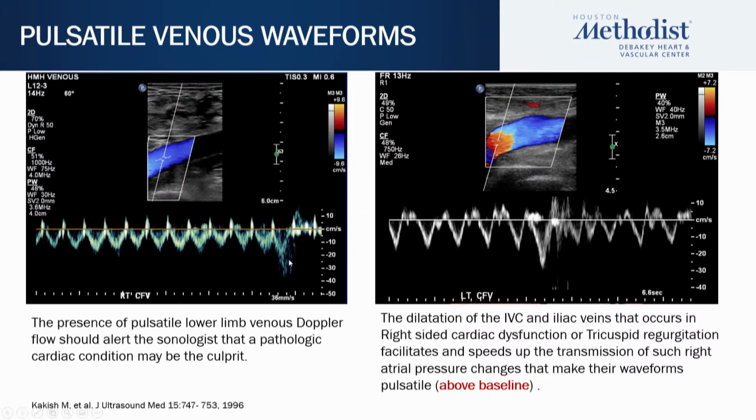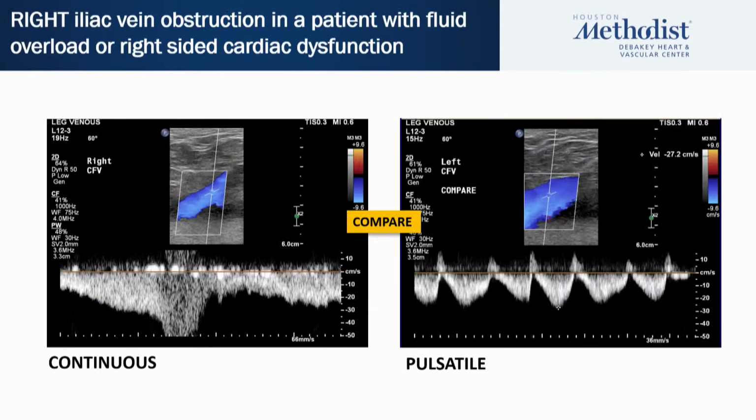So this is pulsatile flow in the lower extremity. The presence of pulsatile flow in the lower limb should alert the sonographer that there could be, not necessarily, but there could be a pathologic condition. What happens here is dilatation of the vena cava and the iliac veins, which occurs in right-sided cardiac dysfunction or tricuspid regurgitation, and it facilitates and speeds up the transmission of the right atrial pressures, and the waveforms may appear pulsatile in the lower extremities. I find that this correlates more in older patients as compared to younger patients in general.